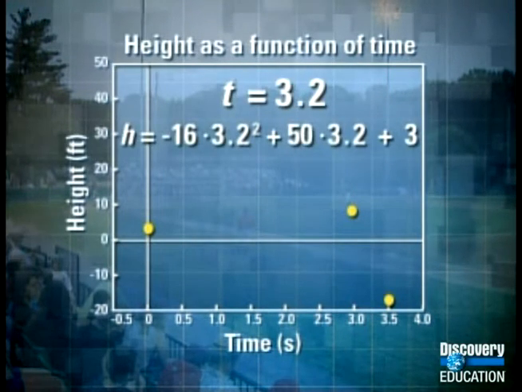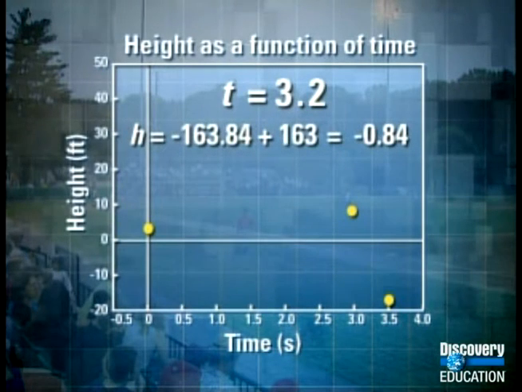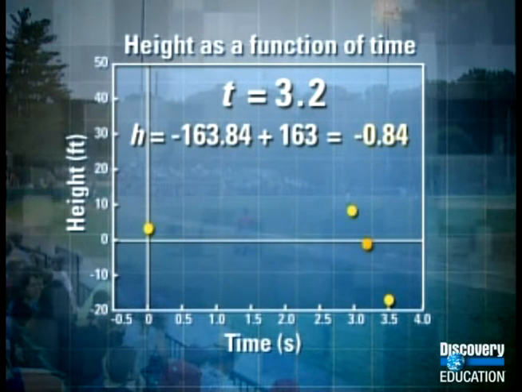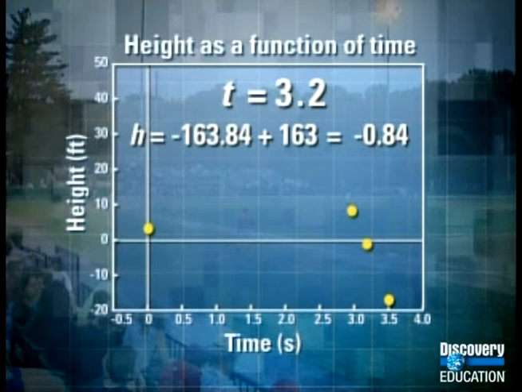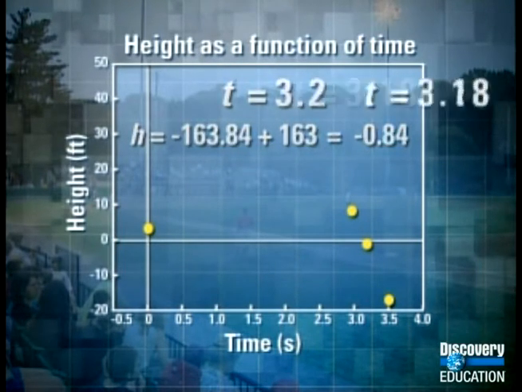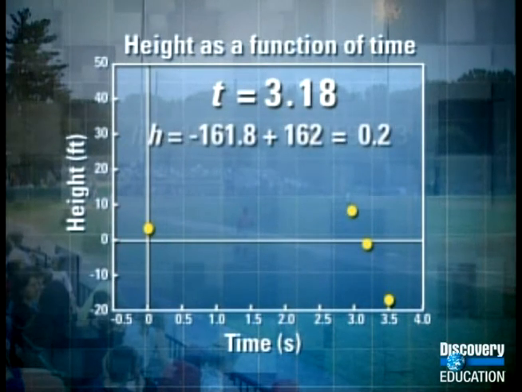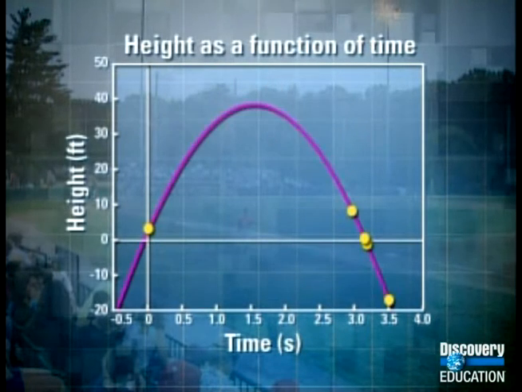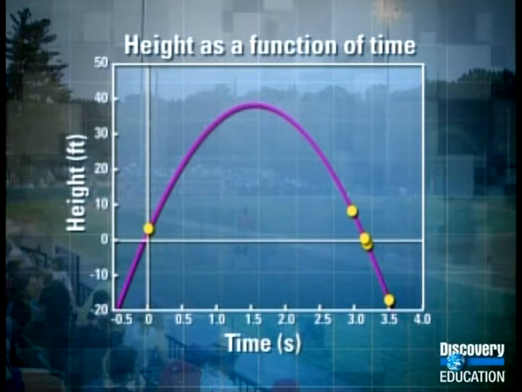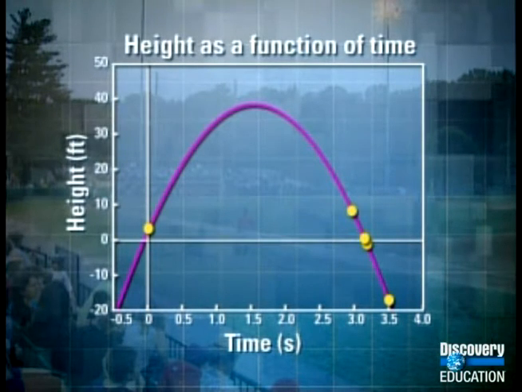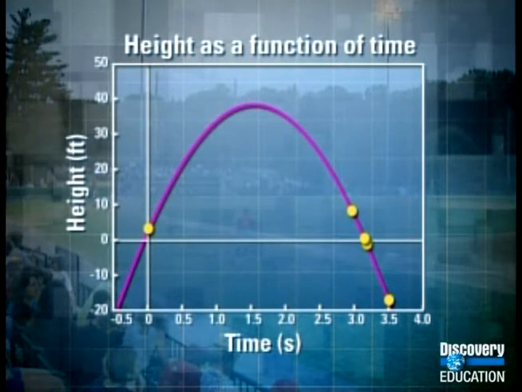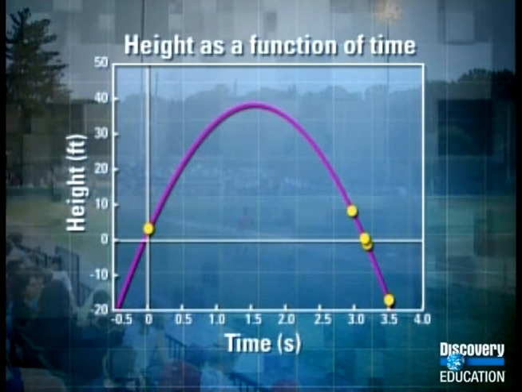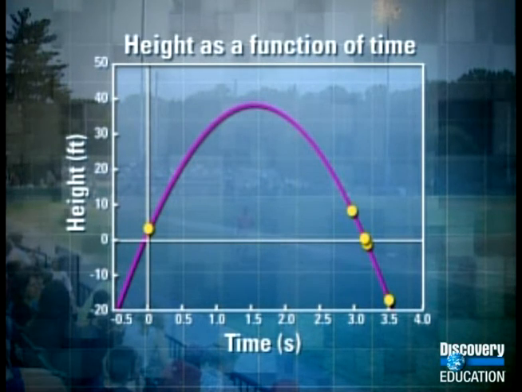Try 3.2 and the value is nearly 0. It's just slightly negative, about -0.8. So the root is just a little less than 3.2. If you were to try 3.18, you would find this value, 0.2. You can see this value on a graph of the height of the ball versus time, where the graphed curve hits the height of 0 before it goes negative. You know the value is close to 3.2 seconds for the ball to reach the ground.